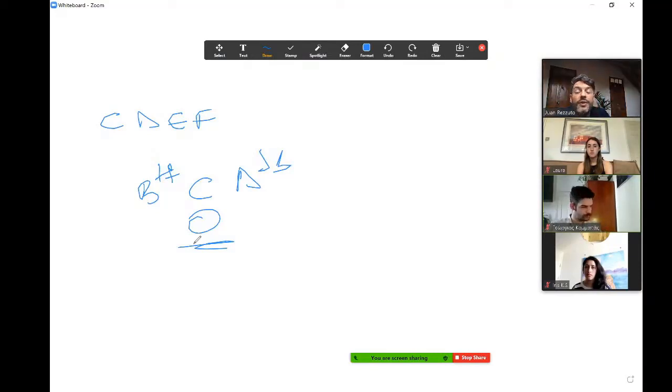So in set theory, we don't need to talk about B sharp and D double sharp. We need to talk about 0, which is always the same note on the keyboard. 0 will always be the same thing. And then C sharp will be 1, and D will be 2.